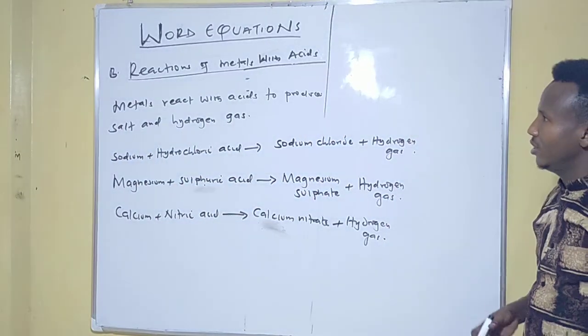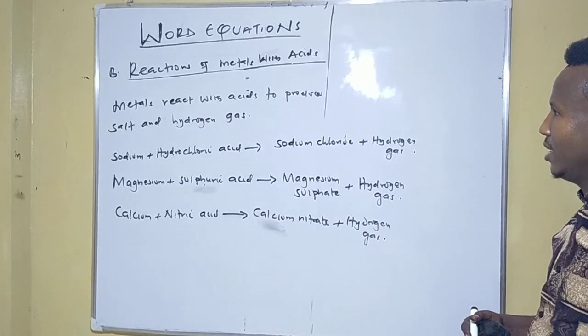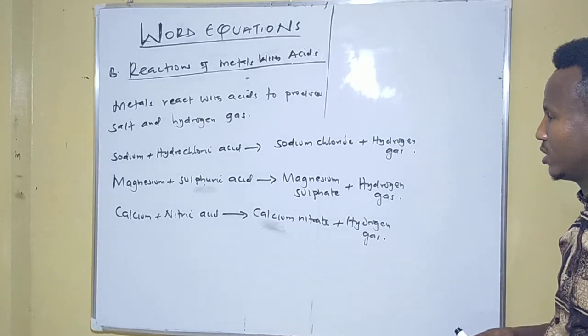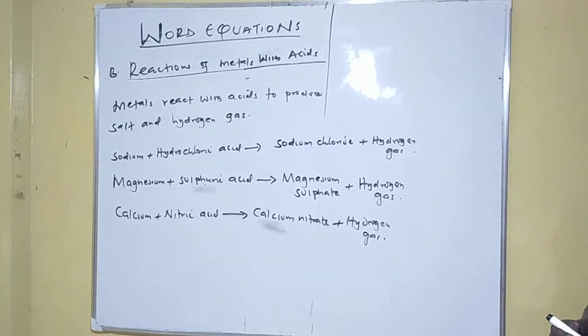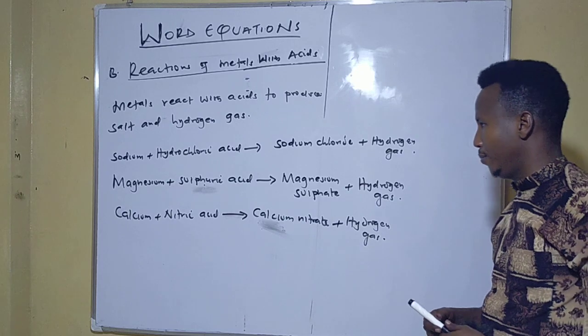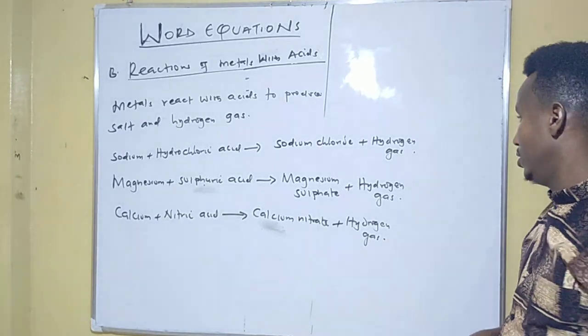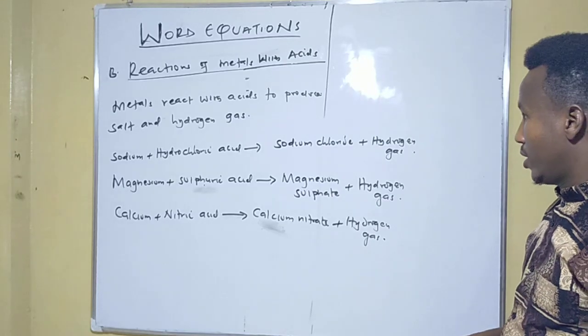Can't you see now? This will also help you in KCSE. Just understand that when acids react with metals, the end product is always salt and hydrogen gas. Don't forget that.